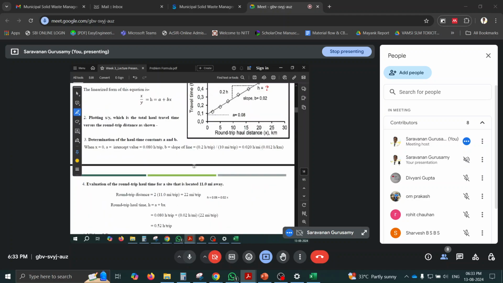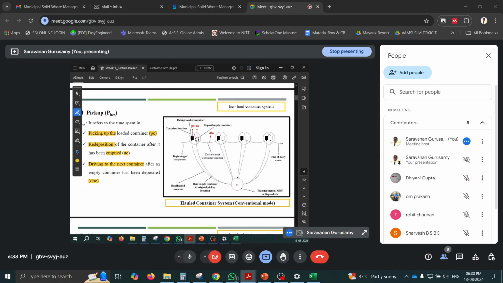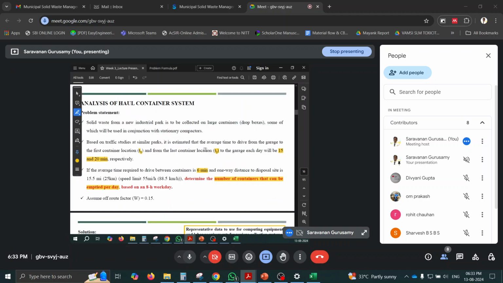It is DBC. I mentioned it to you, right? Drive between the containers, it is DBC. So that's what they had given: DBC as 6 minutes. And the one way distance to the disposal site is X, 15.5 miles.